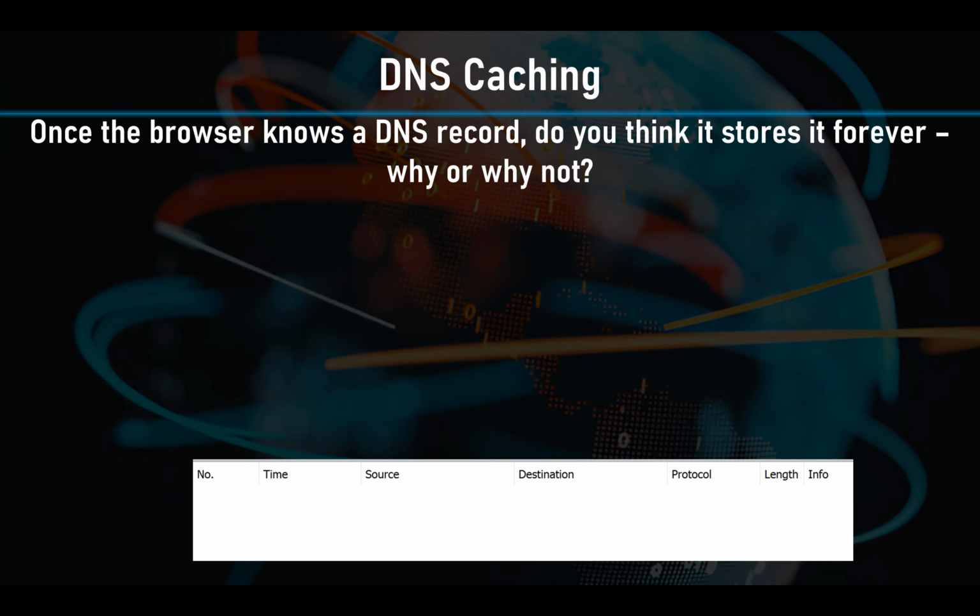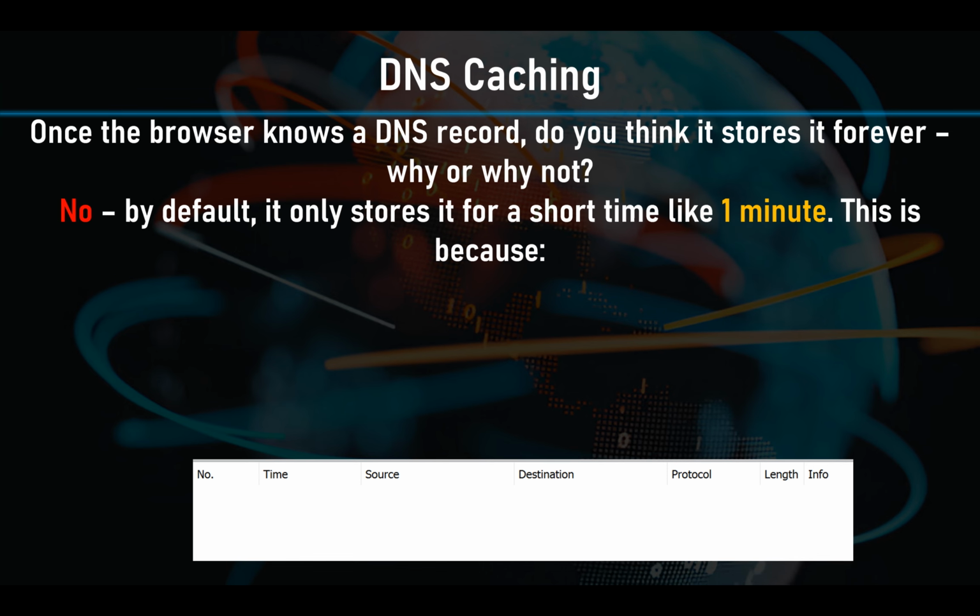So let's say once the browser knows a DNS record, do you think it stores it forever? Why or why not? This one we've already mentioned, so hopefully people can remember. Actually no, it's not going to store it forever, and by default I think it's only a short time, 1 minute. In my testing on Chrome, it seemed to be about 1 minute. Maybe other browsers might have different behavior.